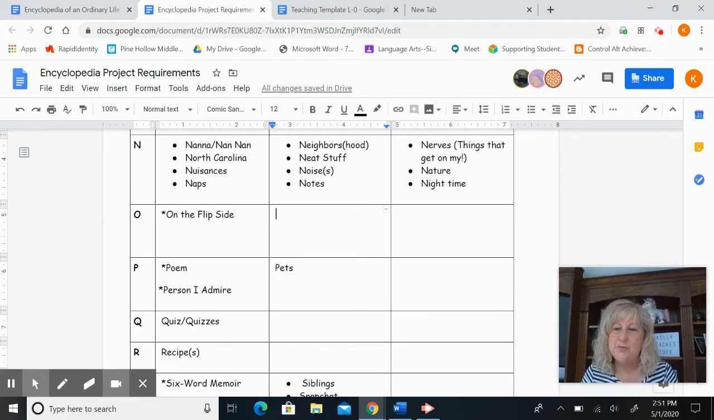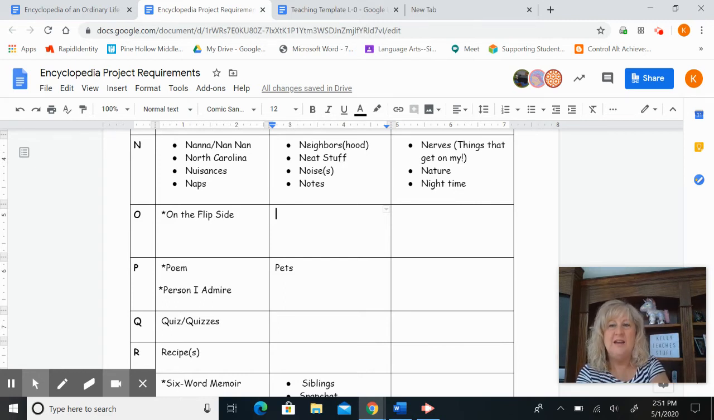Okay, so the next one is for the letter O. For the letter O, boys and girls, you do have a required entry, and it is called the flip side. So let's talk about that for just a minute. When you think about the flip side, and you're thinking about a quarter, let me see if I can bring this up here. A quarter has 2 sides. It has the heads and the tails.